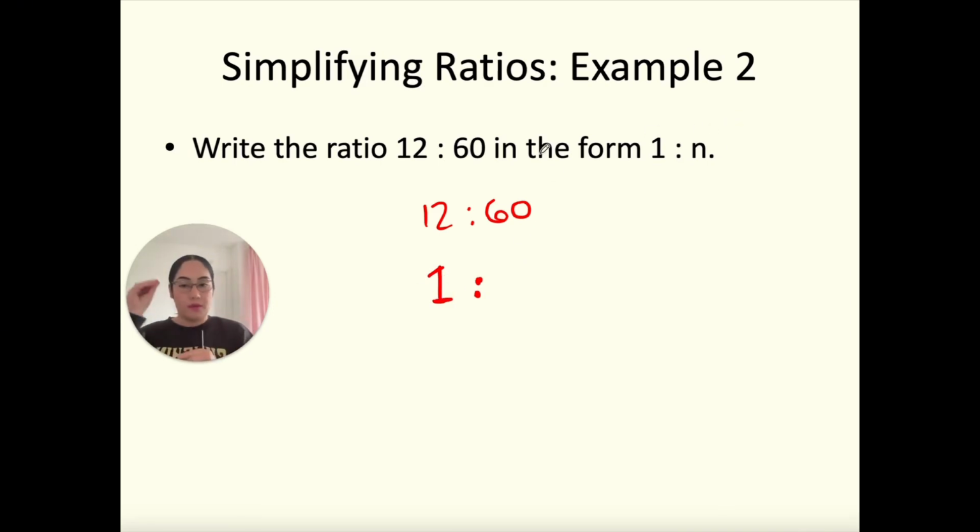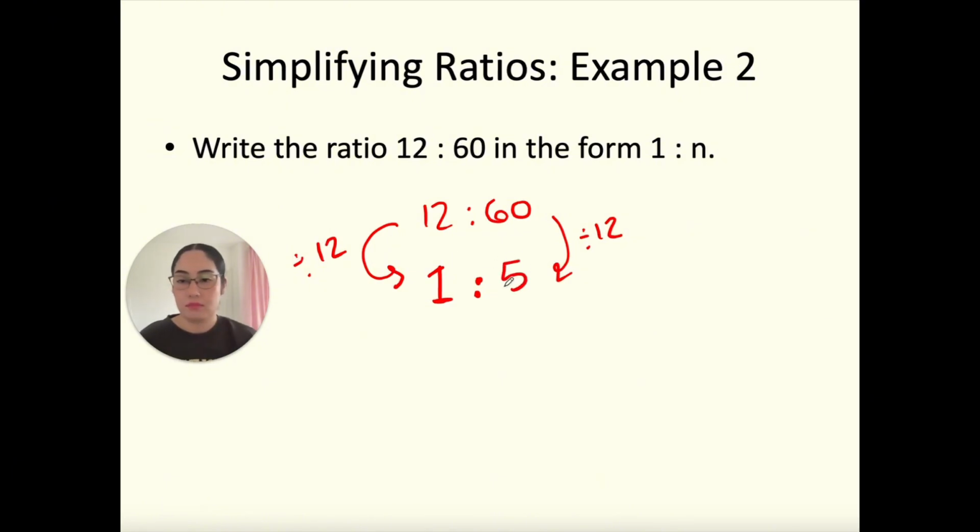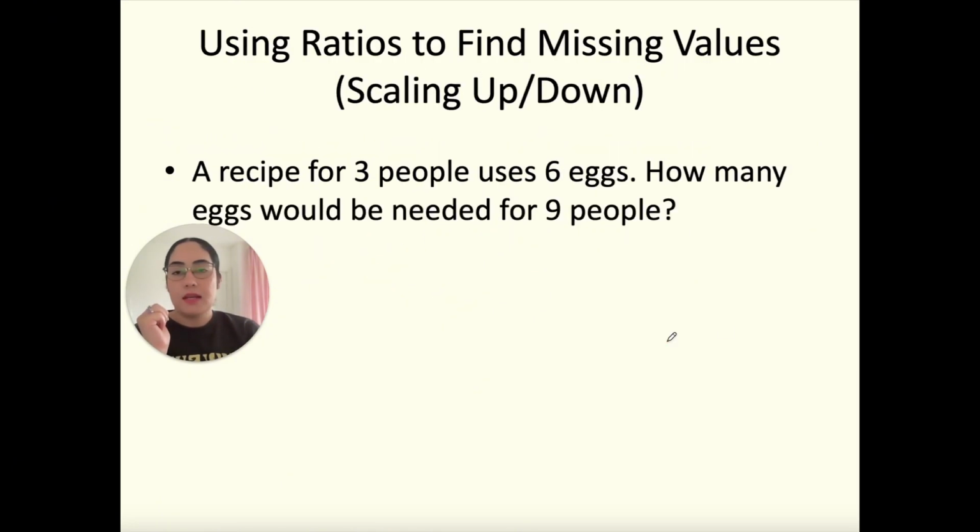We always remember one thing with ratios: whatever you do to one part, you always do to the other part as well. So we look at this, how do we go from 12 to 1? I've divided this by 12. That means I'm going to do the same thing to the other part. I'm going to do 60 divided by 12, which gives me 5, right? So that is in that format. The part that they want to equal 1, that is the part you start with and focus on. And then you do the same to the other part. Hope that makes sense. Let's keep going.